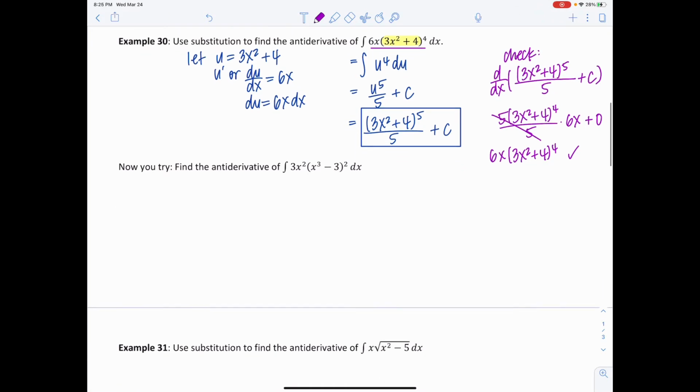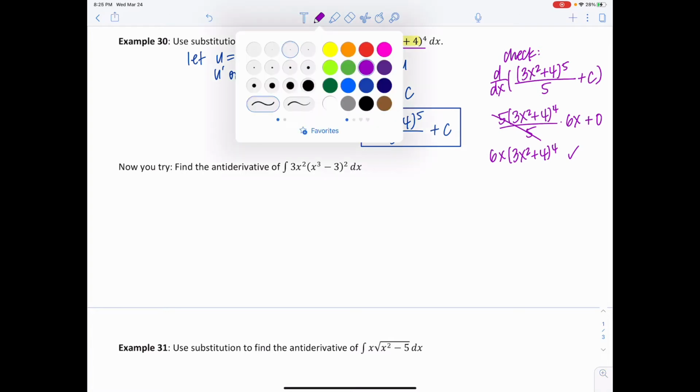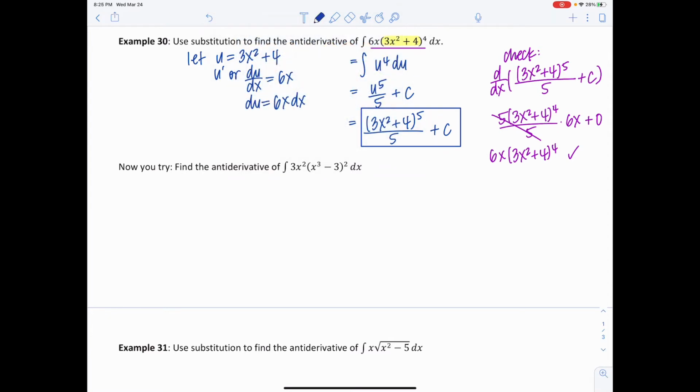Okay, take a moment and try this antiderivative. Start by identifying your u, your inside function, and check that the derivative of the inside function is in the integrand. The inside function here is x cubed minus 3. Its derivative is 3x squared, which is part of the integrand. So that means du equals 3x squared dx.